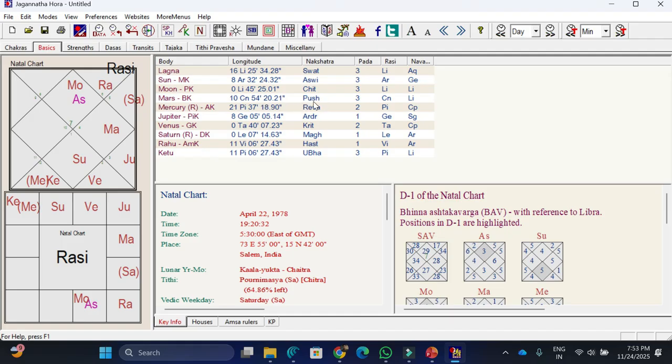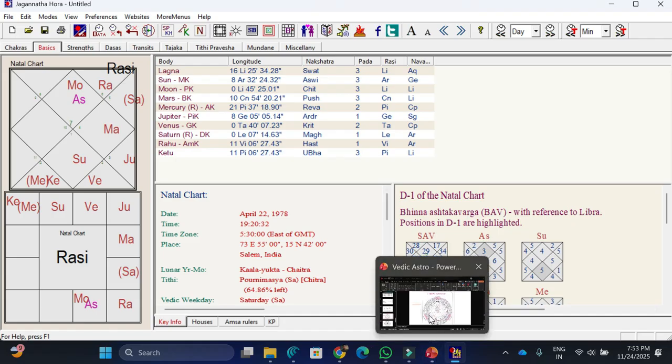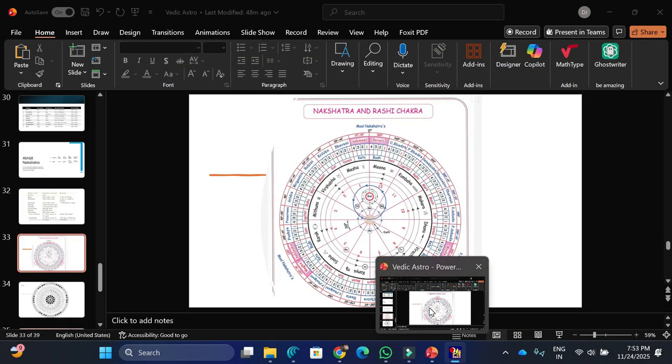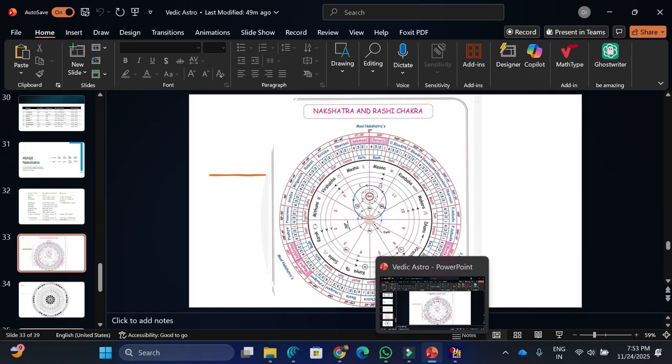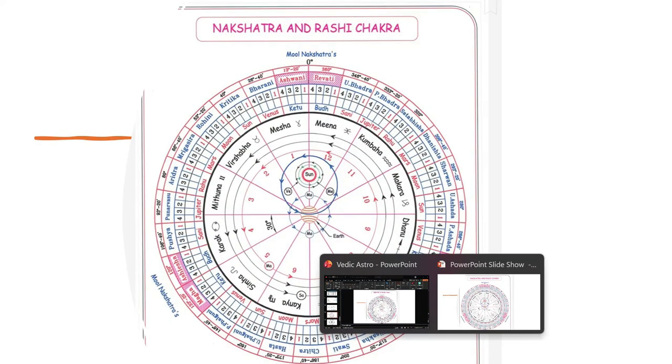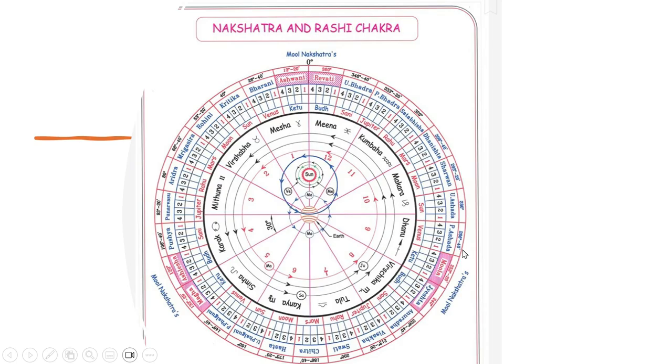And which nakshatra is it in? See, nakshatra is also given: Pushya nakshatra, third pada. Pada is also given. Now let us check with our chart. It was 100 degrees and some minutes, right? So now let us see, 100 degrees.